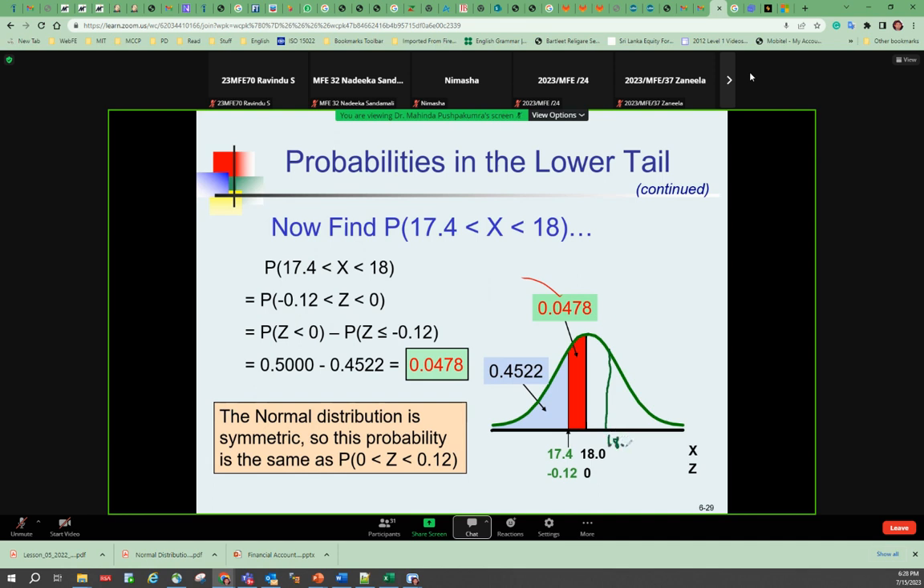Then 18.6. Here minus 0.12, here 0.12. Then you can find this area. Let's say A, B. Then you can find area A, then subtract, then you can give the answer. Is it clear? Hello, did you get the point?